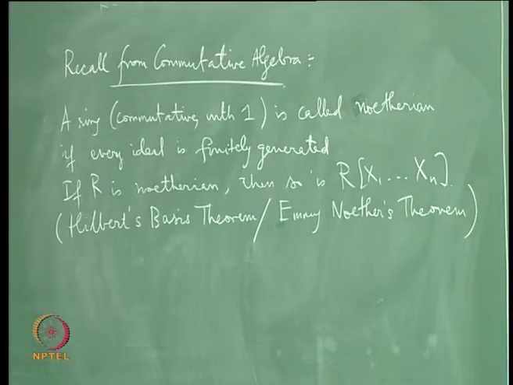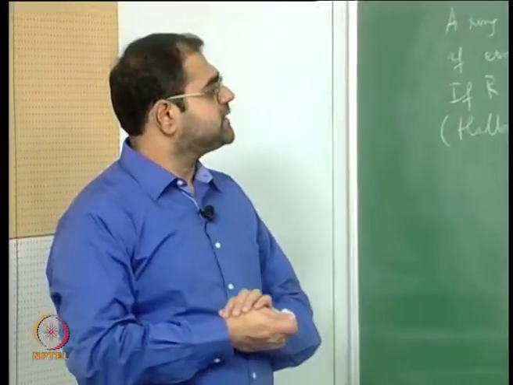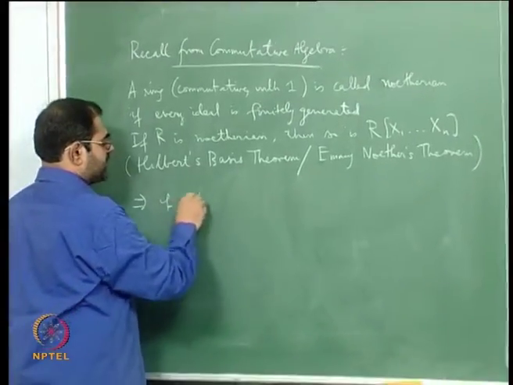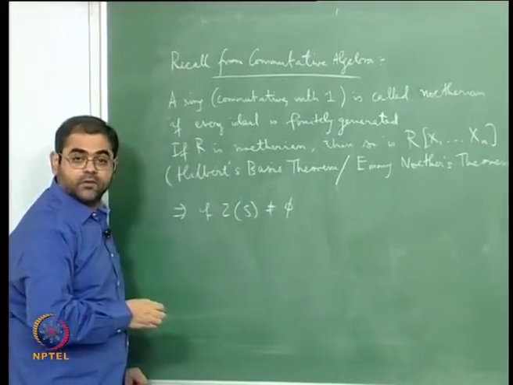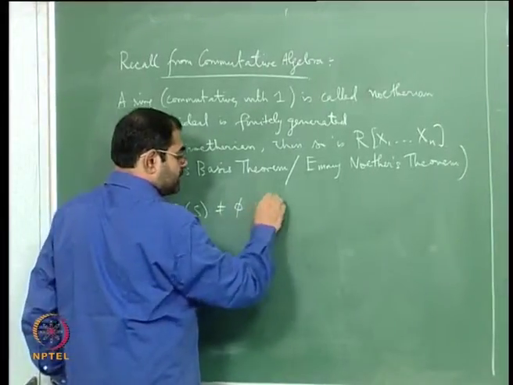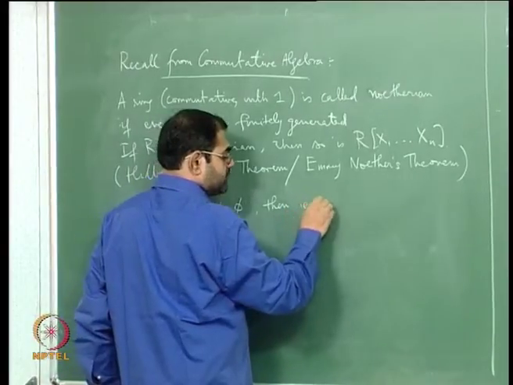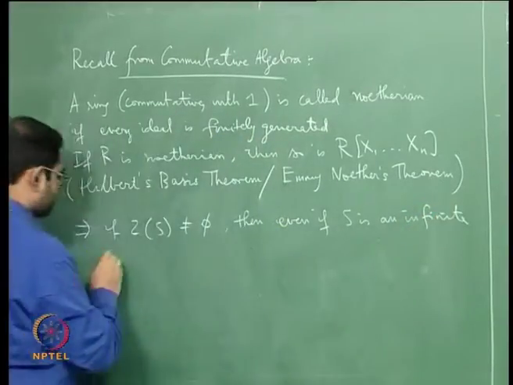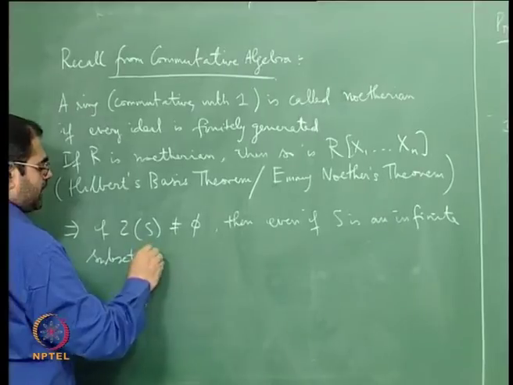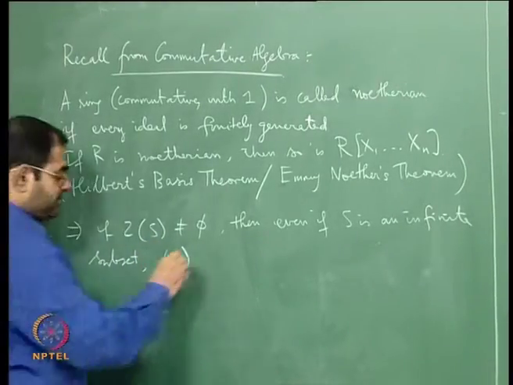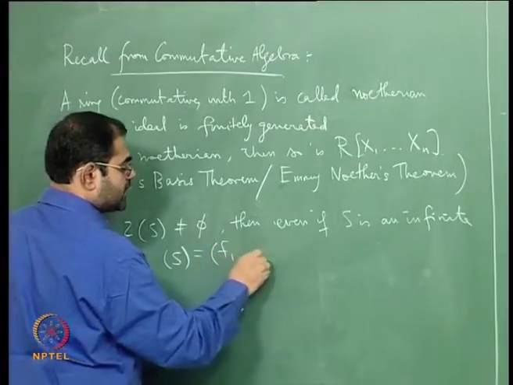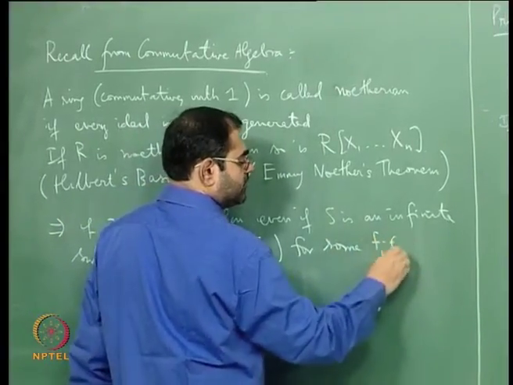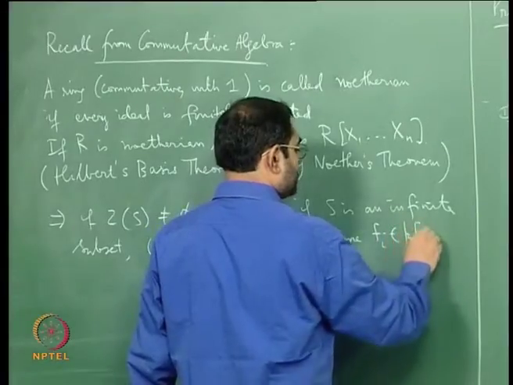So this is a fact from commutative algebra. What this tells you is that if Z of S is non-empty, then even if S is an infinite subset, the ideal generated by S is (F1, etc., up to Fm) for some Fi in K[x1, etc., xn].